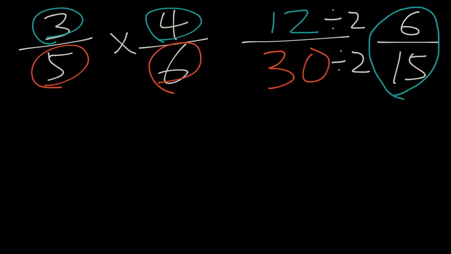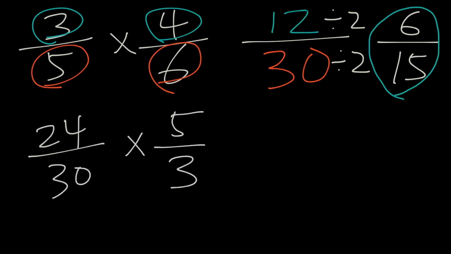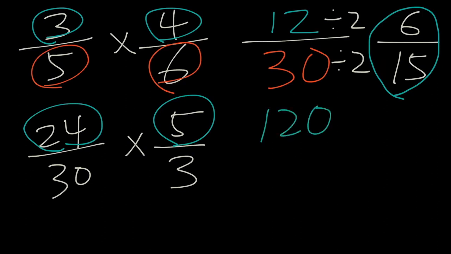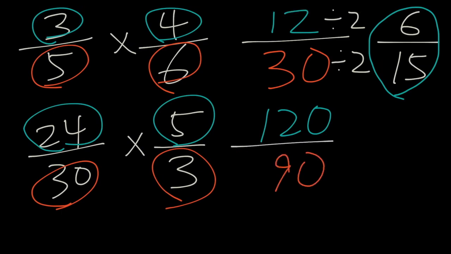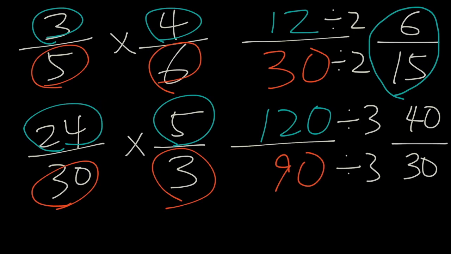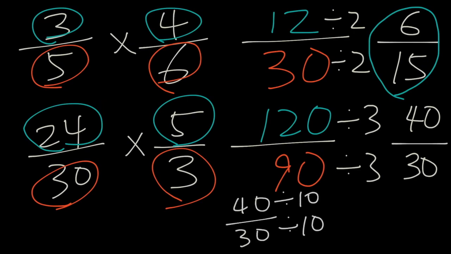Here is another example. By multiplying the same method, 24 times 5, the answer is 120. Now if we multiply the denominator, 30 times 3, that would give us 90. We can further divide this both by 3. So we will end up with 40 over 30. Wait a minute. Now we can see the top and the bottom can both divide by 10. So let's do that again. So our final answer is 4 over 3.